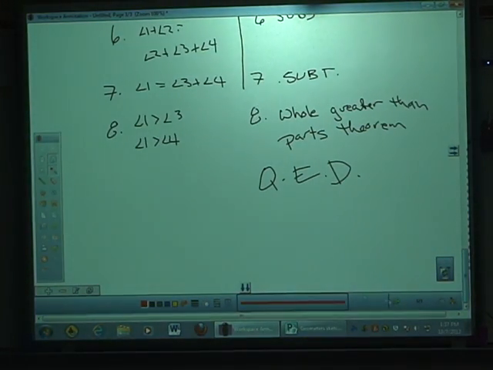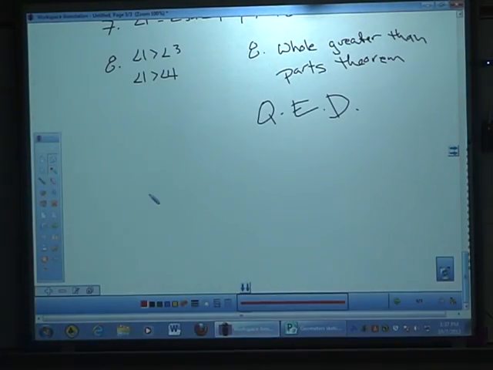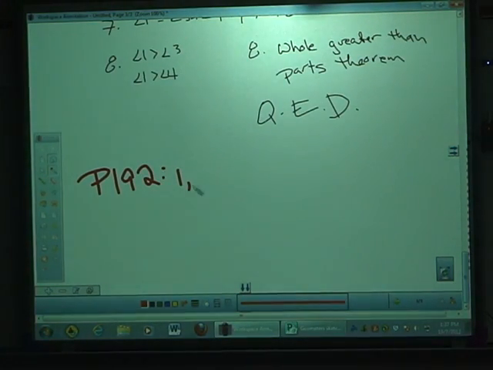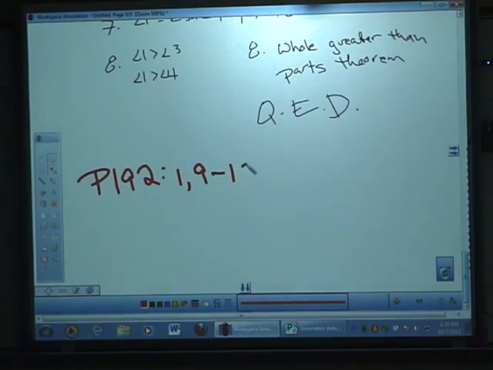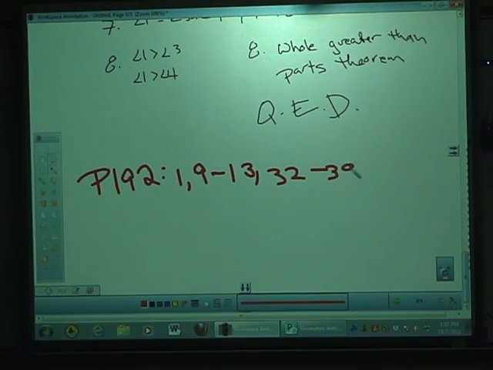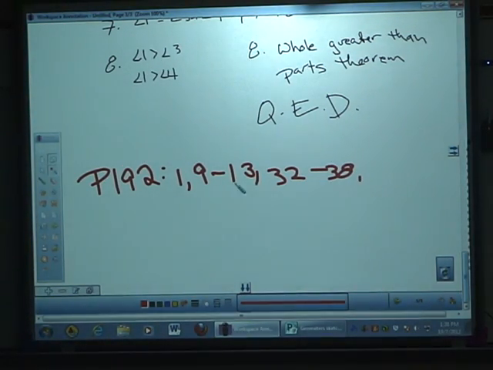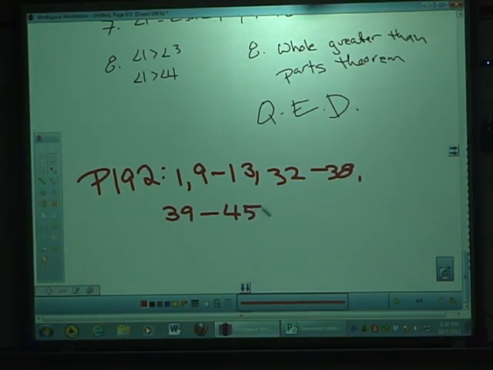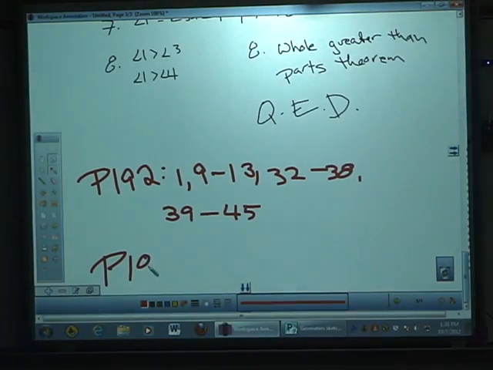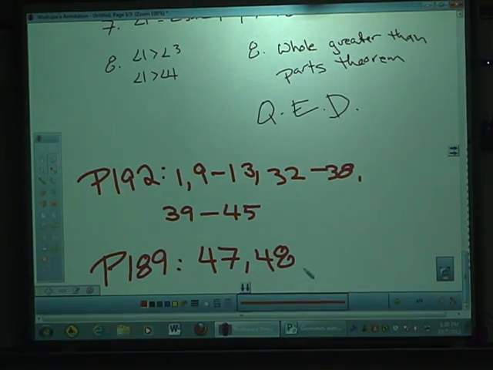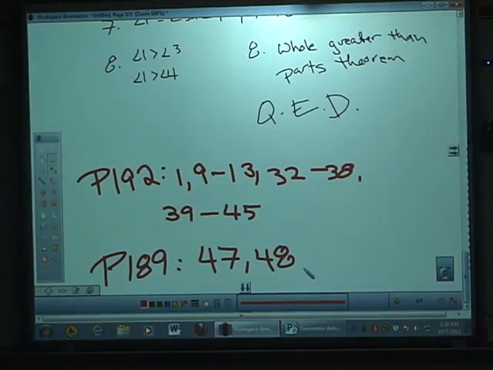So, with that being said, your assignment for this 3-day holiday weekend is page 192, 1, 9 to 13, 32 to 38. At 38, I want you to stop and then go to 39 and do to 45. I also want you to do, I believe there are 2 proofs on page 189, 47 and 48. You have a 3-day weekend to get this done, and then I'll be back on that Monday, hopefully as long as everything goes as planned.